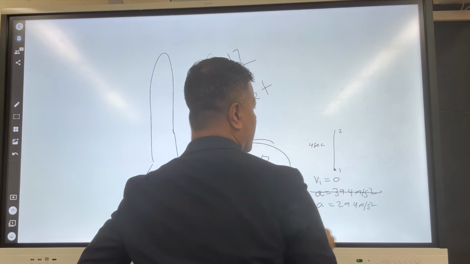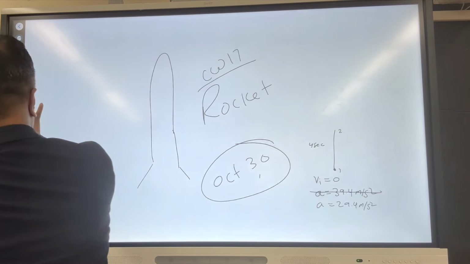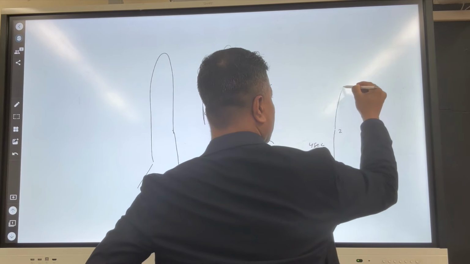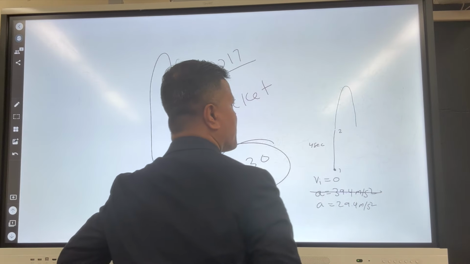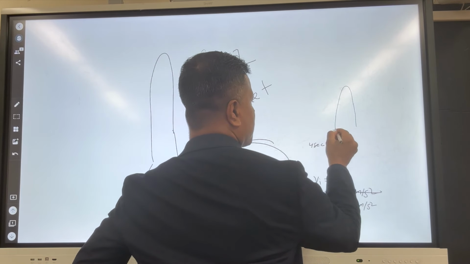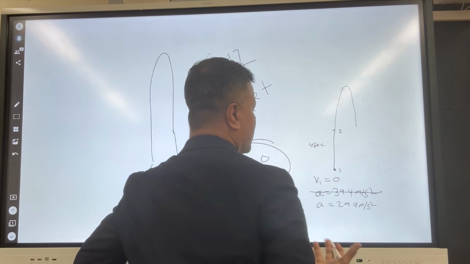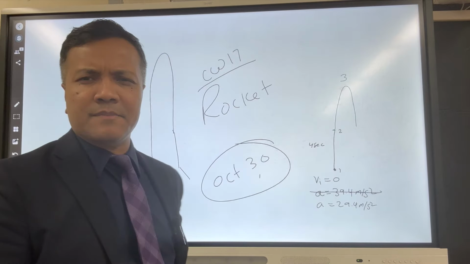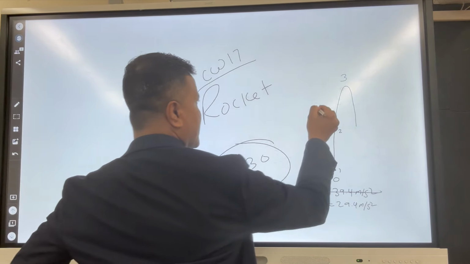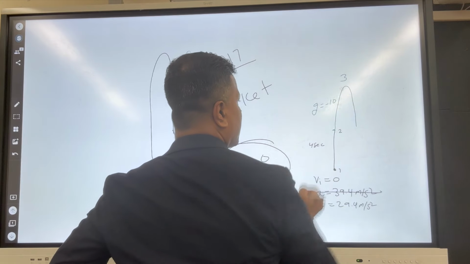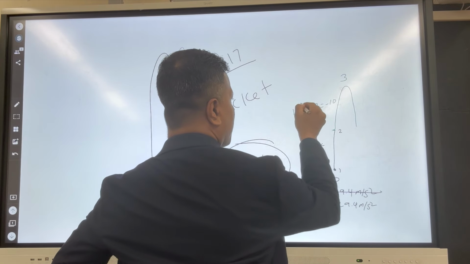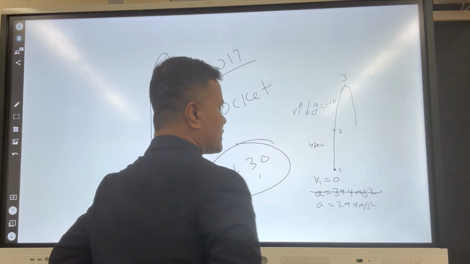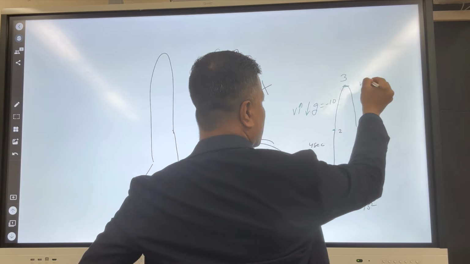At the end of 4 seconds, the rocket ran out of fuel. If the rocket ran out of fuel, it still continues moving. Why is that? Because it has some initial velocity. Right here, the rocket has lots of velocity. So from 2 to 3, the velocity becomes 0 because here, acceleration due to gravity is negative 10. The velocity is moving up, acceleration due to gravity is down. So from here to here, the rocket is slowing down. Here, the rocket velocity is 0.